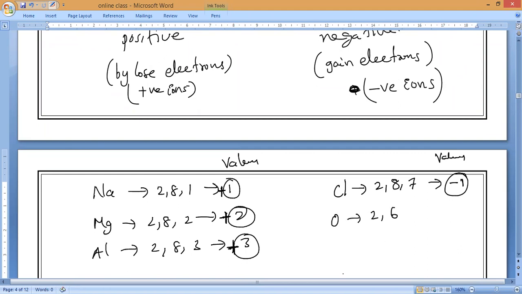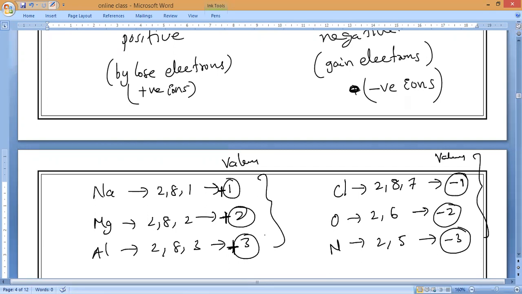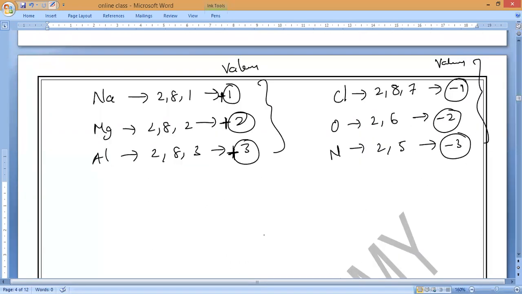Same way, if we take oxygen, 2, 6. Yes or no? So we'll take the valency of oxygen, 2, 6. Then what will happen? It will become -2 valency. Same way, if we take nitrogen, 2, 5, the valency is -3. So these are called negative electrovalency and these are called positive electrovalency. Understand everybody?